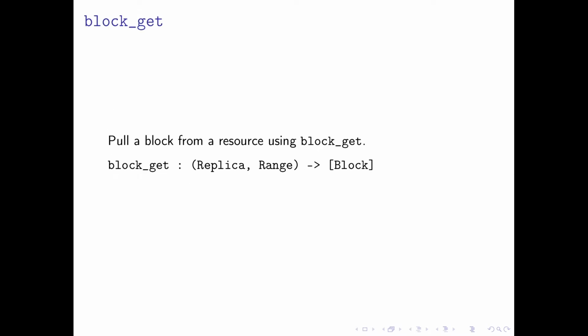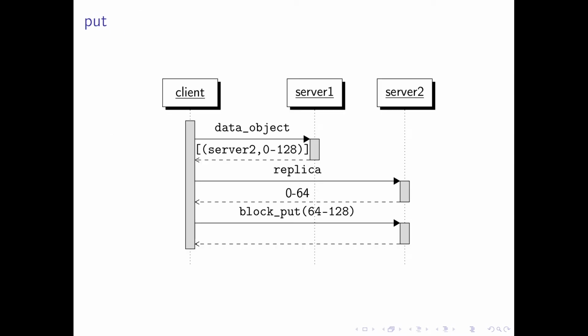And then last but not least, you have the opposite direction. You have the get API. So here is a kind of a sequence diagram of how you would do a put, right? You first, as a client, connect to any server you want. You say, I want to put an object.